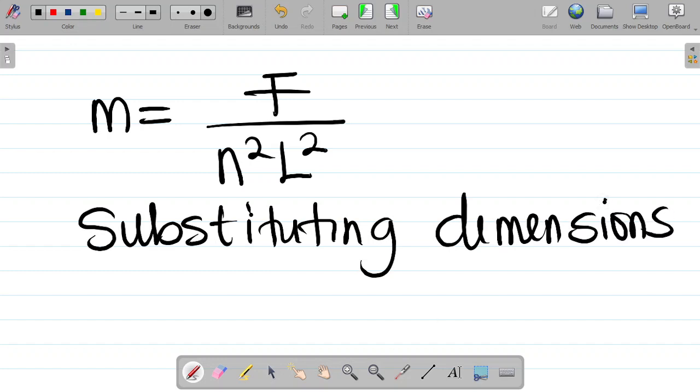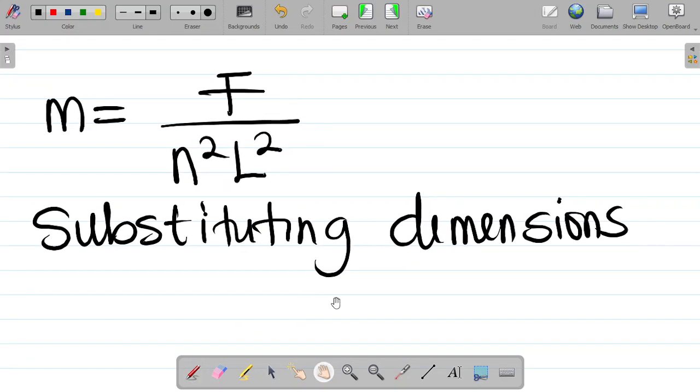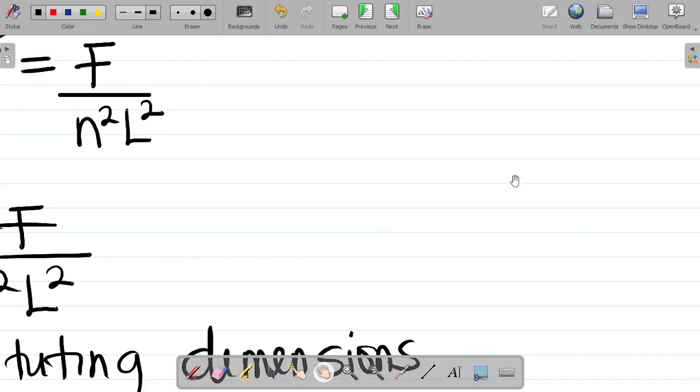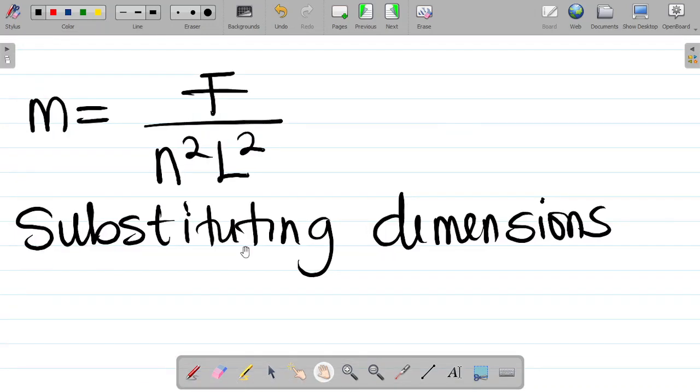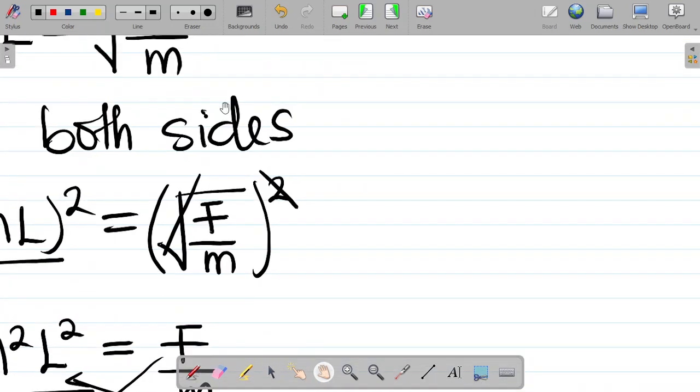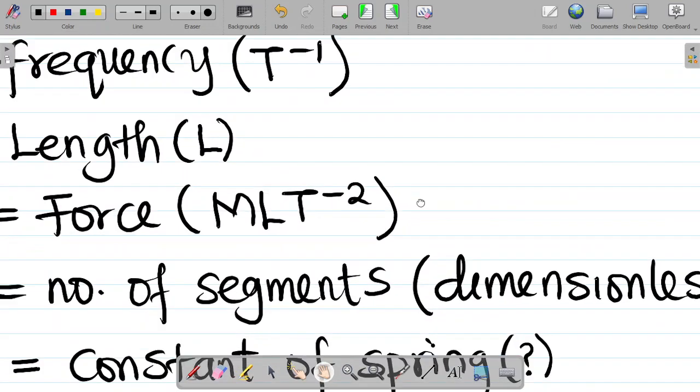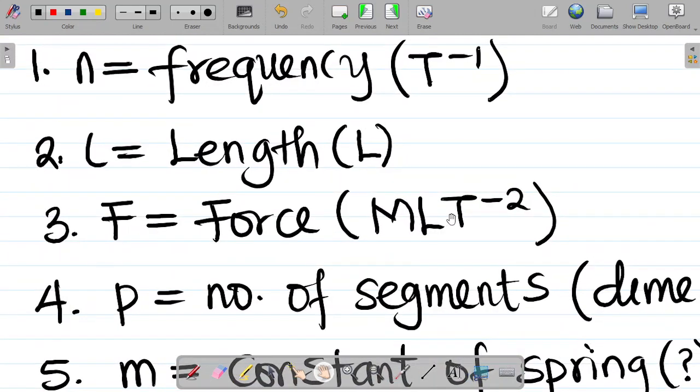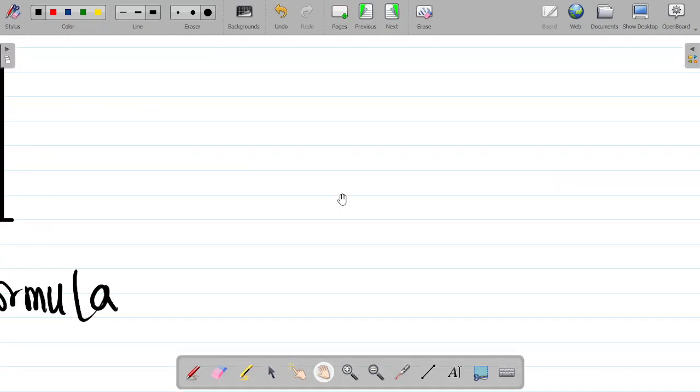All right. So we'll have that M. If I substitute dimensions, we'll now have that M is equal to our formula, F. What's the dimension for F? If you go back, the dimension for F is MLT to the power minus 2. Let's put the dimension of F there, MLT to the power minus 2.